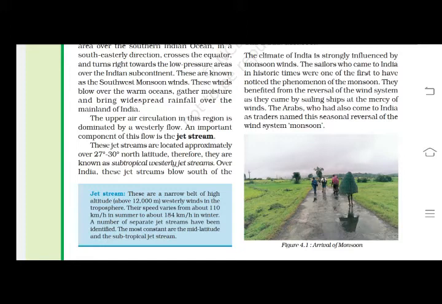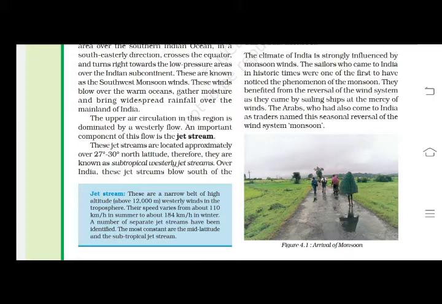The speed varies from about 110 km/h in summer to about 184 km/h in winter. So the speed of this jet stream varies for winter and for summer. A number of separate jet streams have been identified. The most constant are the mid-latitude and the subtropical jet stream. There are many jet streams identified, but these two are the main ones.